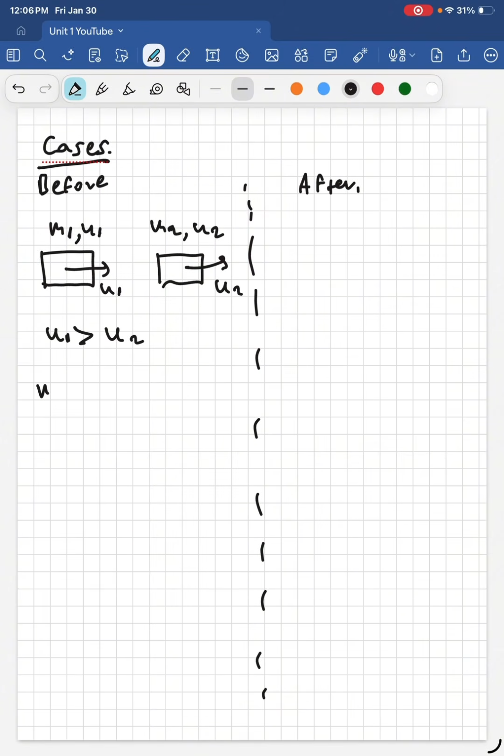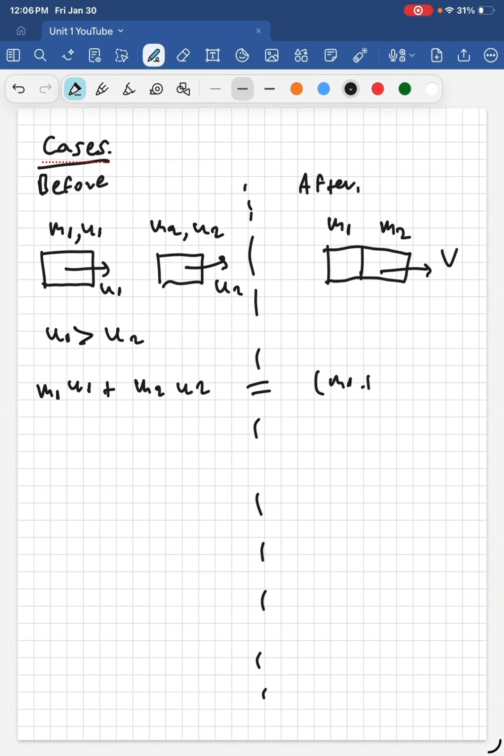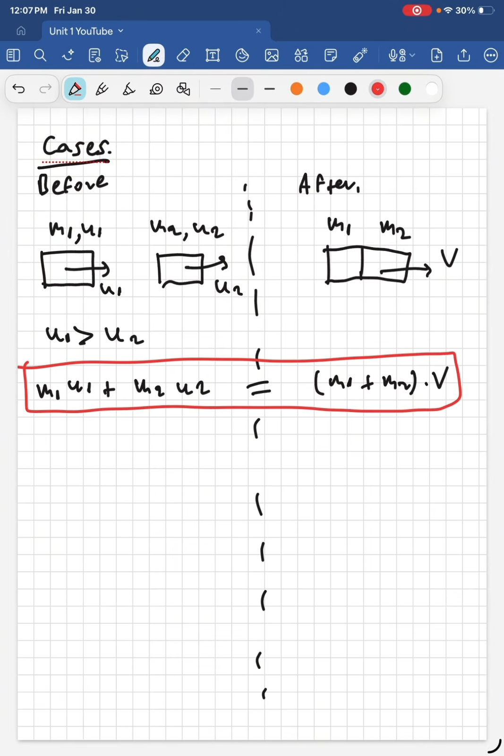So the momentum before is M1 U1 plus M2 U2. This must be equal to the situation after. So let's say that the two blocks move together. So we have M1 and M2, and they move with some common velocity V. Maybe they collide and stick together. So the final momentum is M1 plus M2 times V, and these two momenta are equal to each other. So this is case 1.